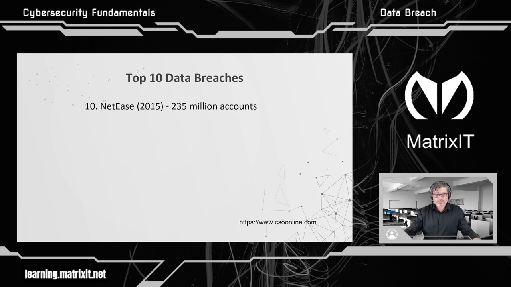So number 10 is NetEase. NetEase is a company that provides mail accounts for websites and all. So it's an email type deal. They had a data breach of 235 million accounts, which included emails and users. And MySpace, I don't know if everybody here has remembered MySpace, but that was before Facebook. 360 million accounts were exposed.